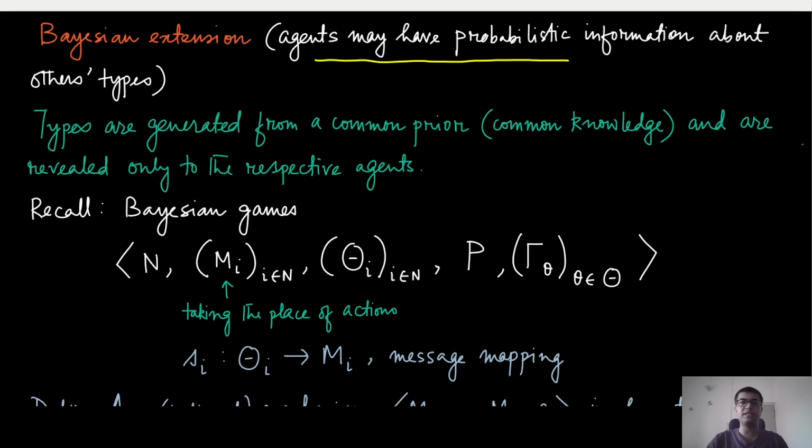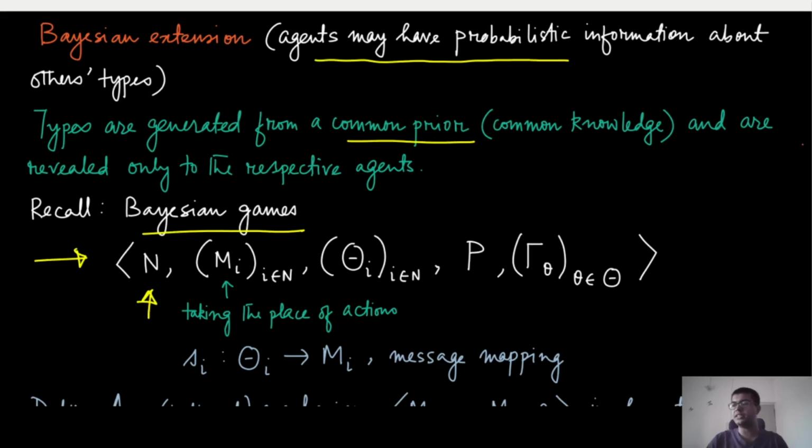This comes from the standard setup of Bayesian games. So these types are generated through a common prior, and this common prior is common knowledge. The types are revealed individually only to those respective agents, right? And this is exactly the Bayesian game setup. And what is the Bayesian game?